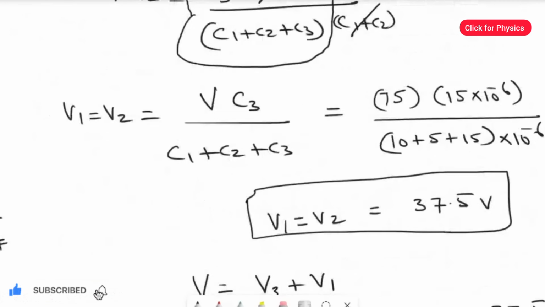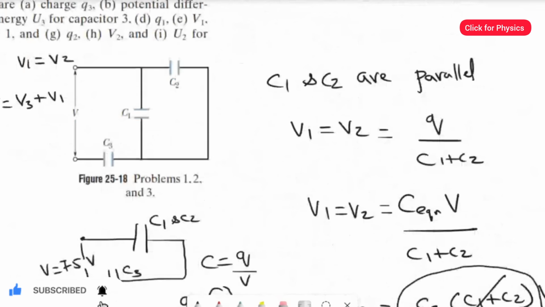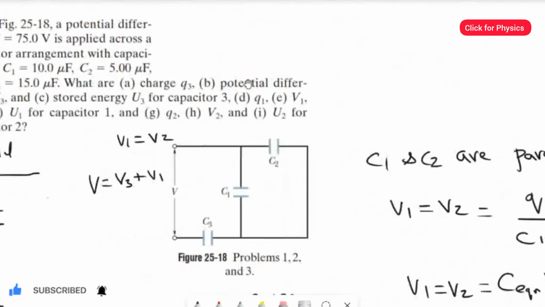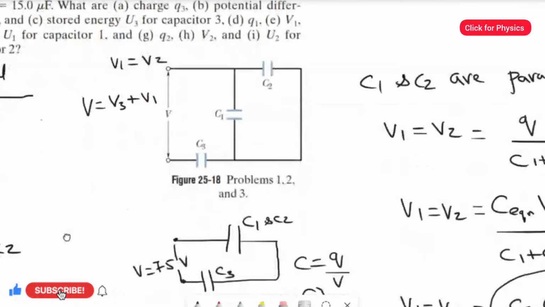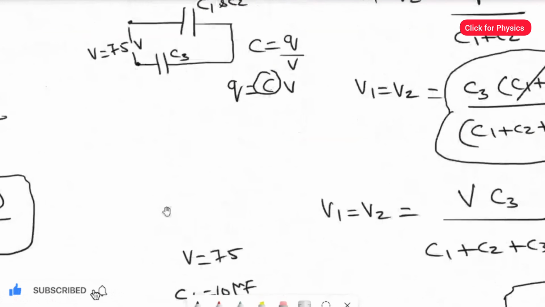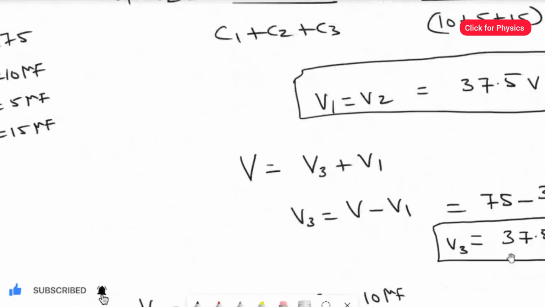Clear? And then let's go back to the second question. If I have to find the potential difference across V3, that we already found as 37.5, right? So we already got the answer here: V3 is equal to 37.5. That is the answer for the second question.